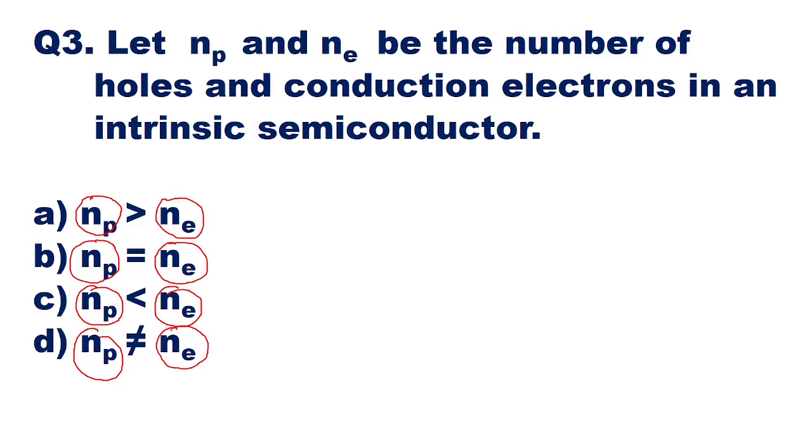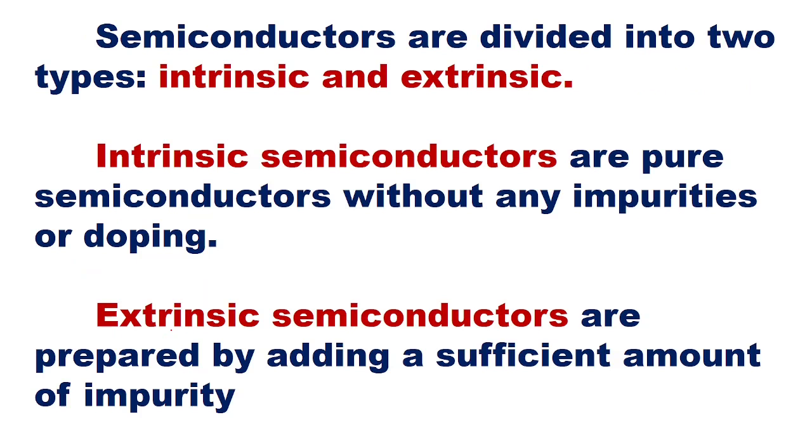Now let's start with the basics here. Semiconductors basically are divided into two types: intrinsic and extrinsic. Intrinsic semiconductors, as we know, are the purest form of semiconductors without any impurities or doping done. Extrinsic semiconductors are prepared by adding a sufficient amount of impurity.